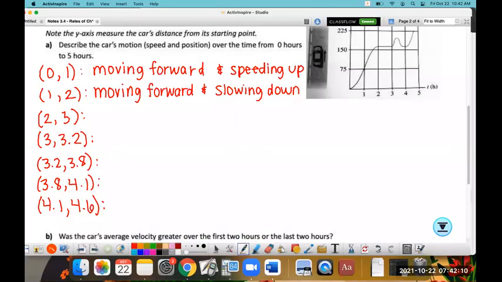All right, 2 to 3, the position, it's stuck at like 160. It's not moving anywhere that entire time. So I'm going to say that I'm staying still or that the car is stopped.